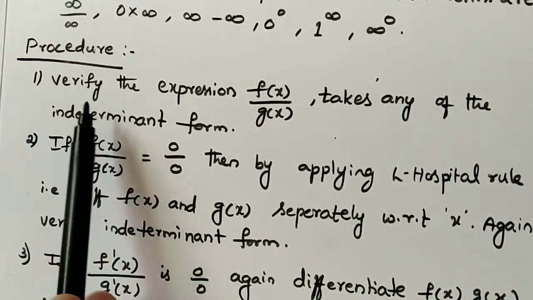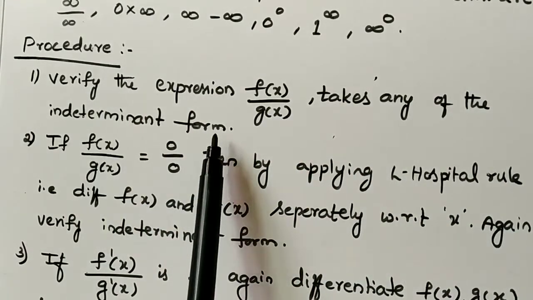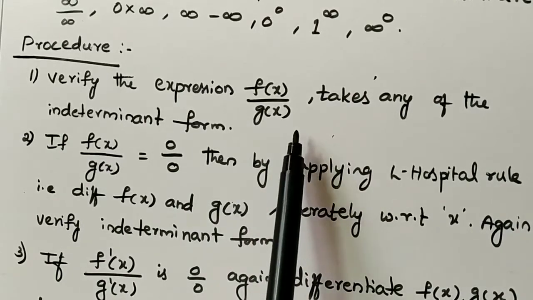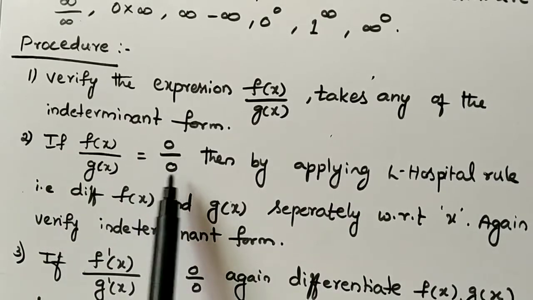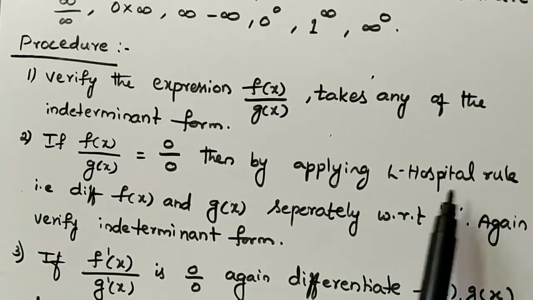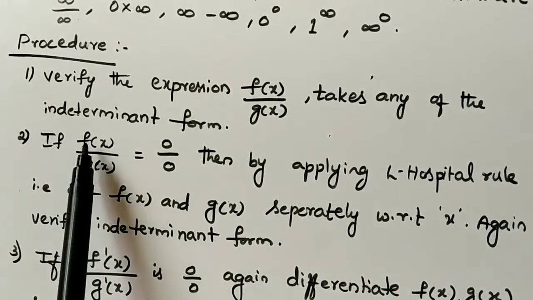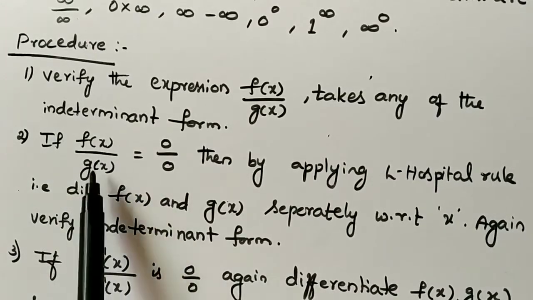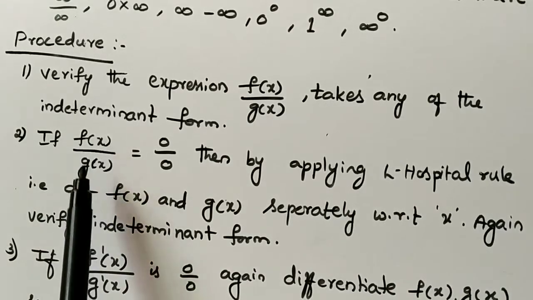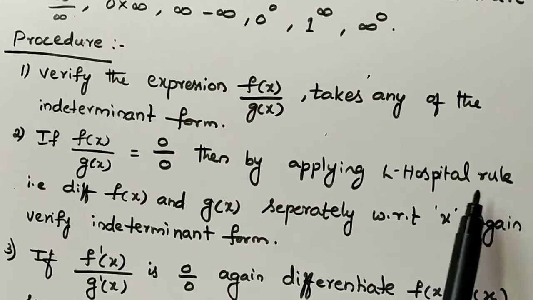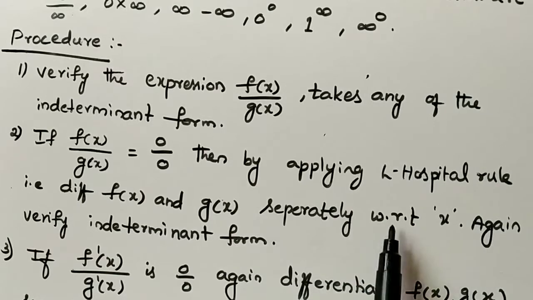The first step is to verify whether the expression f of x by g of x takes an indeterminate form, either 0 by 0 or infinity by infinity. Check which form you have first. Second point, if it is 0 by 0, then apply L'Hospital rule: differentiate f of x, the numerator, and the denominator separately. Generally for differentiation we would apply the u by v rule, but don't do that. In L'Hospital rule, differentiate numerator and denominator separately.